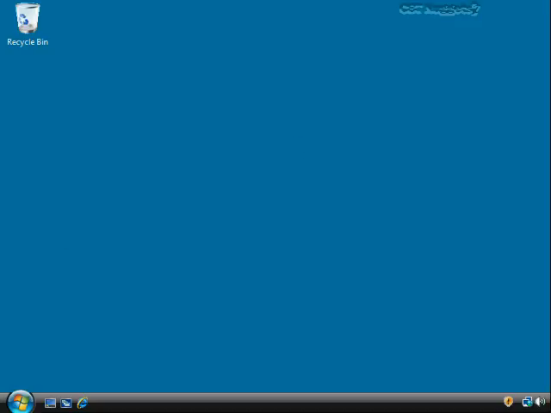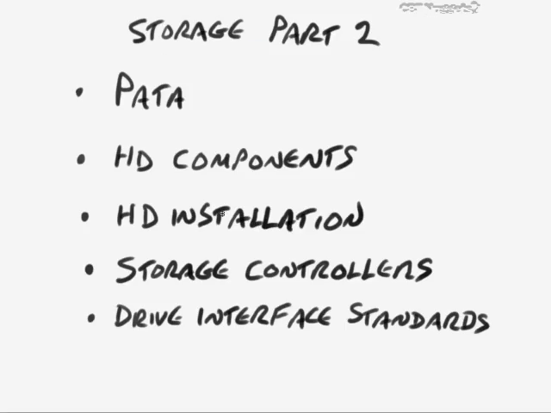Storage, Part 2. In this nugget, we're going to be talking about storage. This is Part 2, where we'll start off with just a discussion of something called parallel ATA. This is because the data moves in parallel, like on a multi-lane highway.